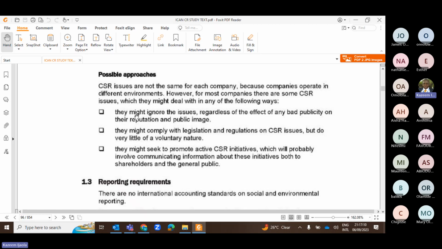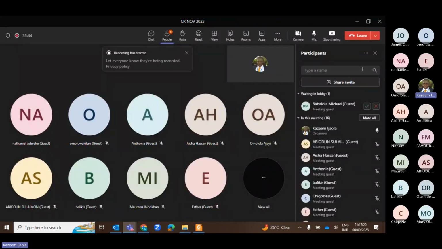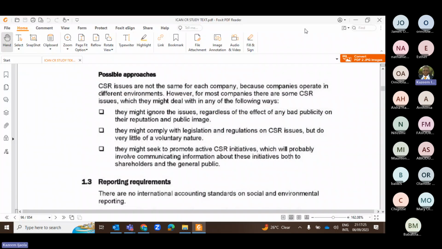Some companies, even if you publish bad news about them, will not do CSR, right? Some companies don't really bother about CSR. Their own is just to run their business and generate as much revenue as possible. They ignore CSR. So those are some possible issues with some companies. Other companies believe that the moment they comply with laws and regulations, that is their CSR. They don't care about any other thing.